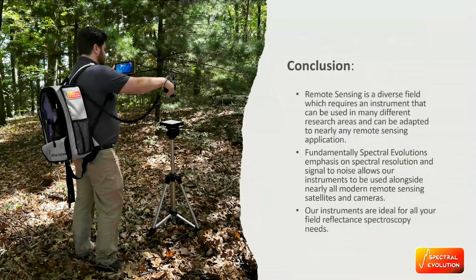So remote sensing is a diverse field. It requires an instrument that can be used in many different research areas and can be adapted to nearly any remote sensing applications. Fundamentally, Spectral Evolution's emphasis on spectral resolution and signal noise allows our instruments to be used alongside nearly all modern remote sensing satellites and cameras. And our instruments are ideal for nearly all of your field reflectance spectroscopy needs.